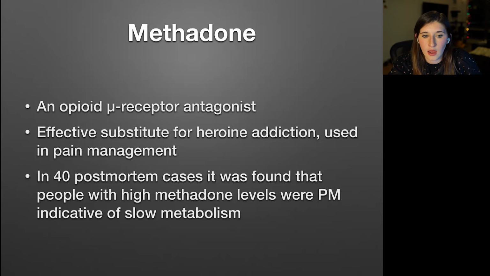In this case, in 40 post-mortem cases, it was found that people with high methadone levels were poor metabolizers, indicative of slow metabolism. So they were taking methadone and their body was slowly breaking it down, but not as fast as it should have. And then they were taking their next dose of methadone, and that was just sitting in their system and building up.